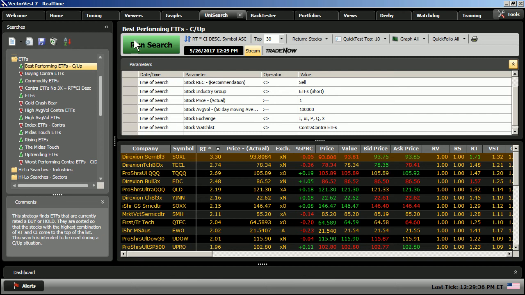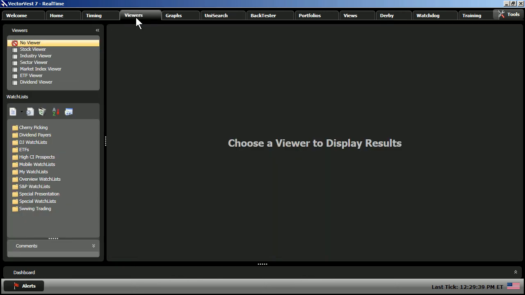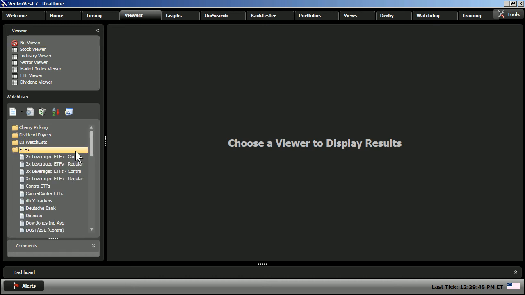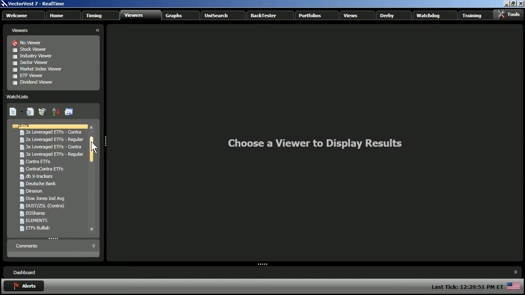We're going to go to the tab at the top that says Viewers. Now we're going to spend some time in the watch list section of the Viewers, and look here. We have a watch list folder called ETFs. Here is where you get a lot of flexibility in honing in or pinpointing the types of ETFs that you want to invest in, depending on how conservative to aggressive you are in the market. Here are the 3-time and 2-time leverage ETFs, both regular and contra. We have strictly a folder for contra ETFs.